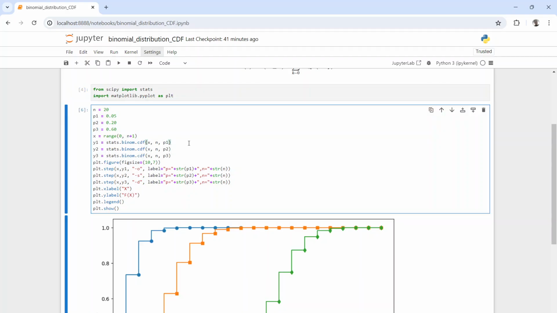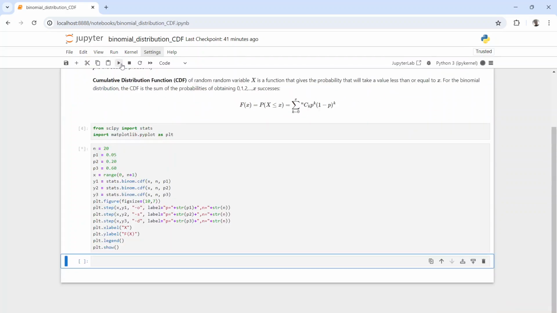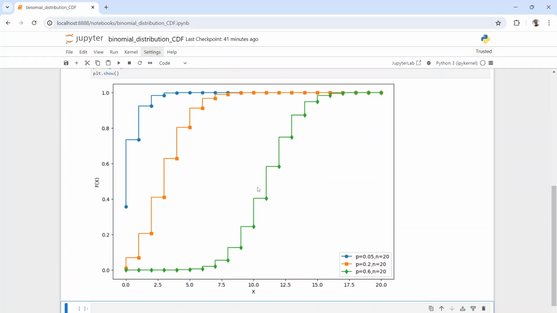The next line is for the CDF of the first distribution. This is the CDF for the second distribution. This is for the third distribution. And the following lines are for the plotting. So if we plot it, you can see three lines.